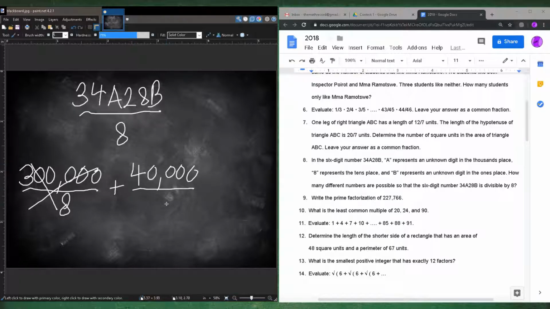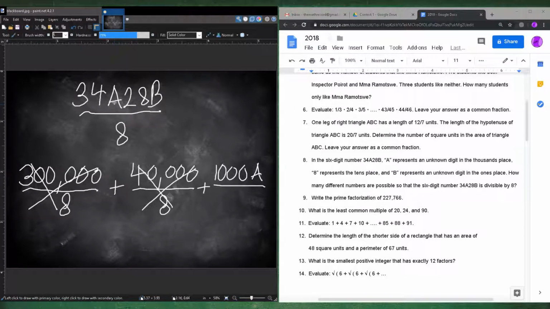So now you have 40,008, and 40,000 divided by 8 is 5,000. That's an integer, so we don't have to worry about that. Now we have plus A, which is in the thousands place, right? So you have to multiply this by 1,000.